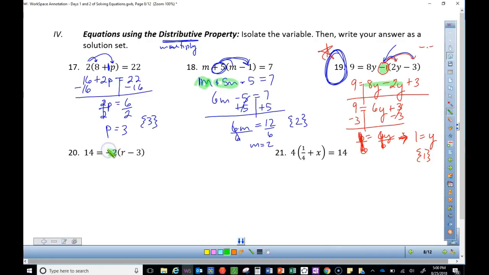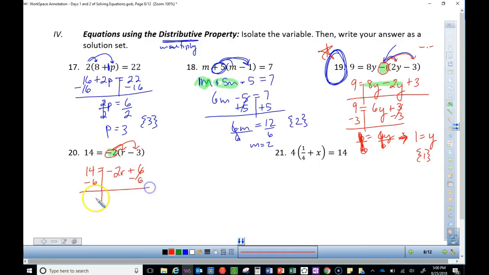We're going to distribute the negative 2. So 14 equals negative 2 times r, negative 2r. Negative 2 times negative 3, remember that sign goes with the number. Negative 2 times negative 3 is positive 6. Now we can finish this off. We'll minus that 6. We'll divide by negative 2. So r equals positive 8 divided by negative 2. Two different signs here will give us a negative number, negative 4.